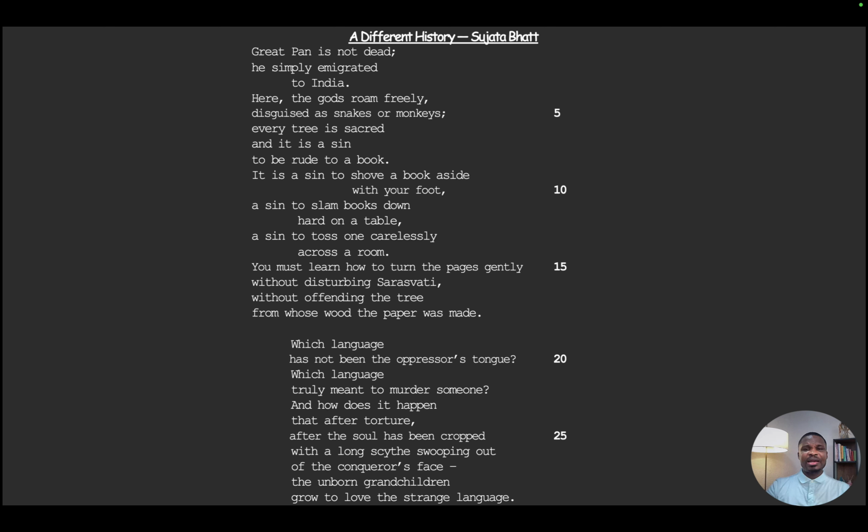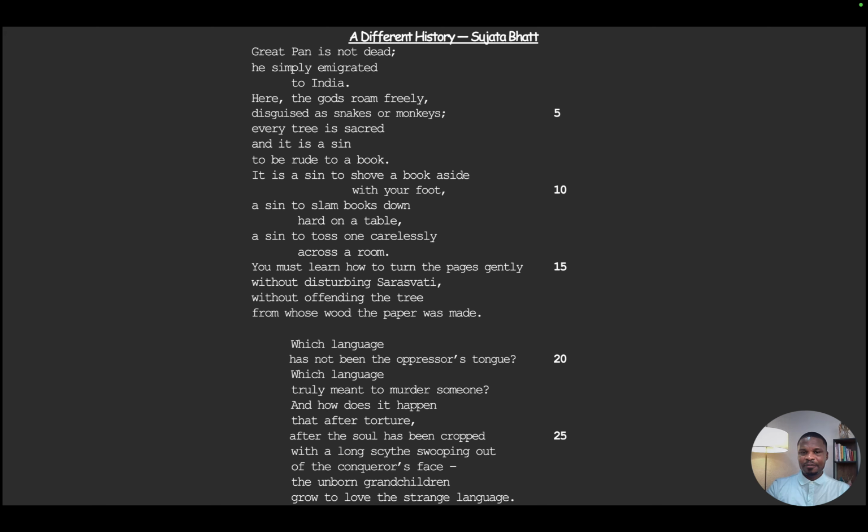Now, let me begin my analysis by reading the poem, A Different History by Sujata Bhatt. Great Pan is not dead. He simply emigrated to India. Here, the gods roam freely, disguised as snakes or monkeys. Every tree is sacred, and it's a sin to be rude to a book. It's a sin to shove a book aside with your foot. A sin to slam books down hard on a table. A sin to toss one carelessly across a room. You must learn how to turn the pages gently, without disturbing Sarasvati, without offending the tree from whose wood the paper was made.